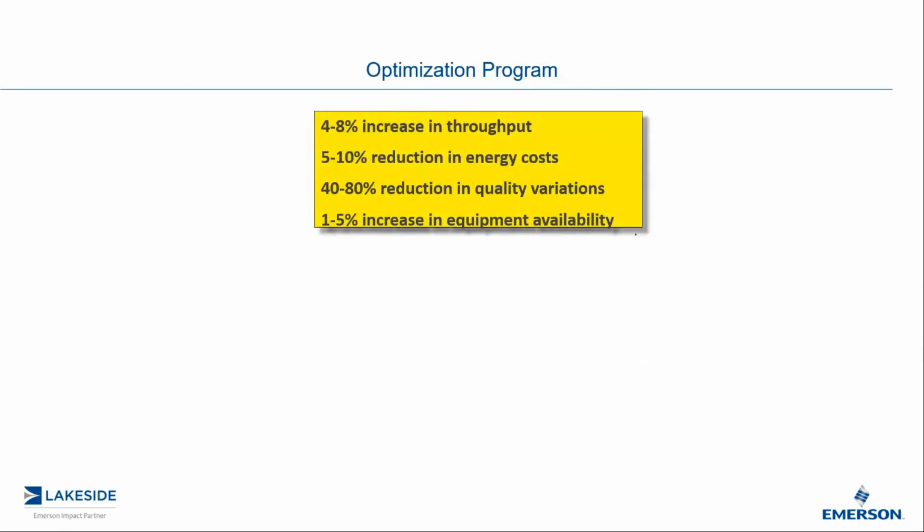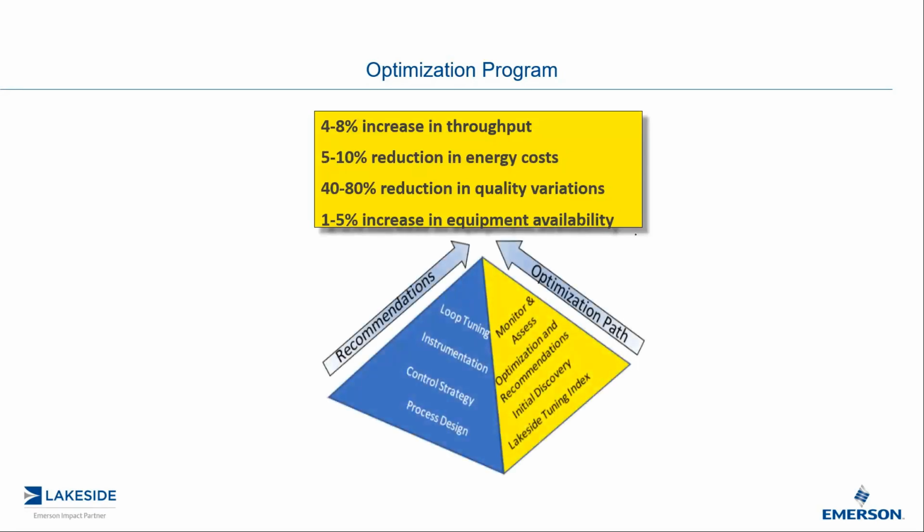And so that's why we talk about an optimization program, and what can we expect from an optimization? Well, all the good stuff here: more throughput, lower costs, better quality, reduction of quality variations, and so forth. And when I talk about an optimization program, we look at everything. We look from the process right up to the pyramid you're familiar with on the left side, and on the other side is the path you would take to develop an optimization plan.